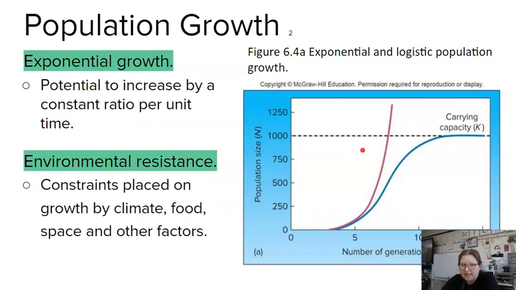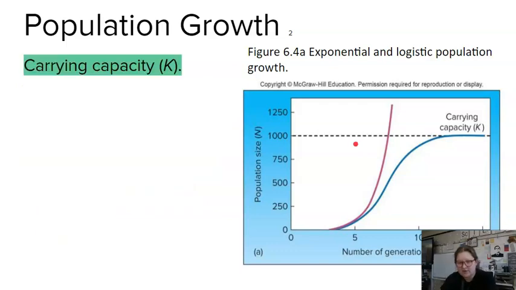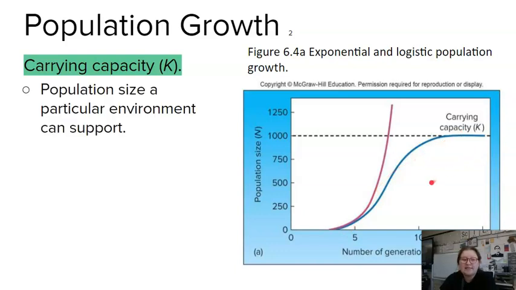The reason most populations don't just exponentially grow forever is because we have a thing called environmental resistance. This is constraints placed on growth by climate, food, space, and other factors. You can't just continually grow because you don't have unlimited resources. So because we don't have unlimited resources, most populations reach what's called carrying capacity. This is the population size that a particular environment can support. So it's the max population that can be sustained over time.